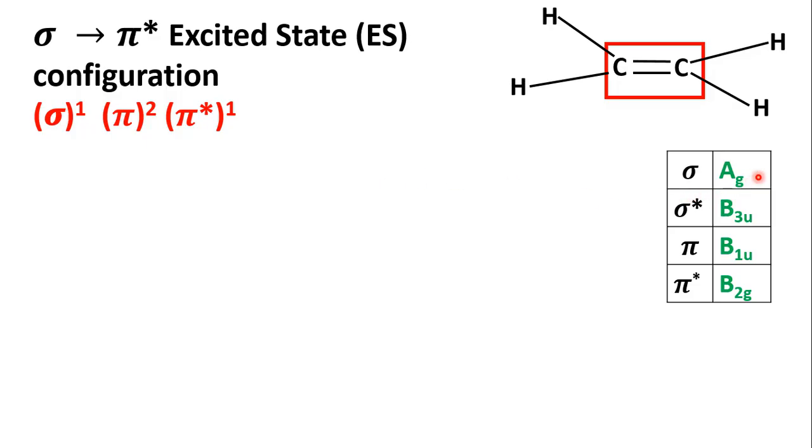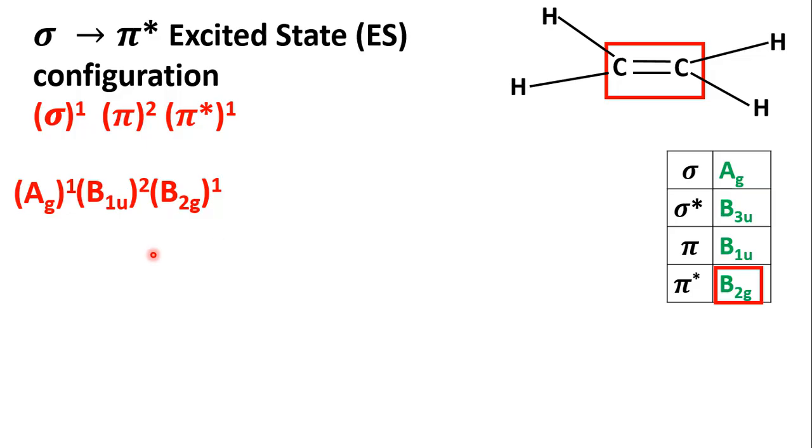The symmetry of the sigma orbital is Ag. Substitute Ag for sigma. There is only 1 electron here. The symmetry of the pi molecular orbital is B1U. Instead of pi, B1U, we have B1U square. The symmetry of the pi star molecular orbital is B2G. Instead of pi star, substitute B2G.